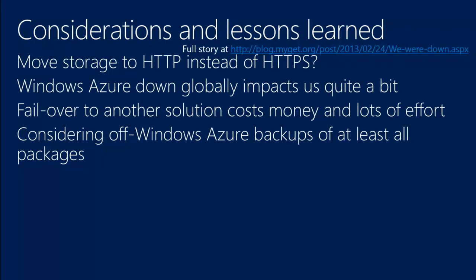So to solve this, we were thinking, okay, if we want to fail over to a different cloud provider or to our own infrastructure, that would cost a lot of money to keep up and running and a lot of effort, and we decided not to go there. What we are considering, though, is moving all our backups off Windows Azure to make sure if something like this happens again and we have a longer downtime there, that we can restore the application somewhere else using the data from our backups, which we can then still access from this other provider, hopefully.